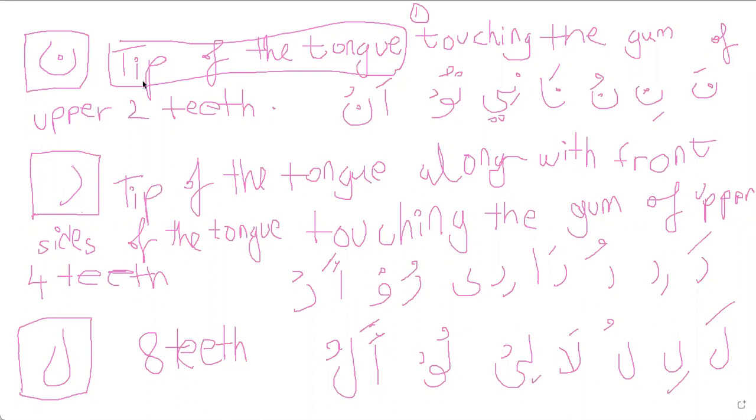In noon, we are using the tip of the tongue, which is engaged with the gum of the upper two teeth. For ra, the tip of the tongue and the sides of the tongue are touching the gum of the upper four teeth. And for lam, we use the tip of our tongue along with the sides of the tongue, and it is touching the gum of the upper eight teeth.